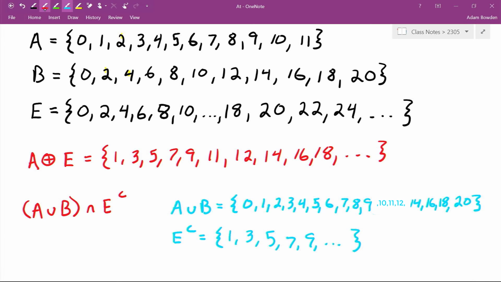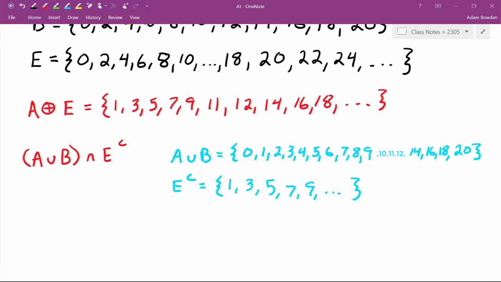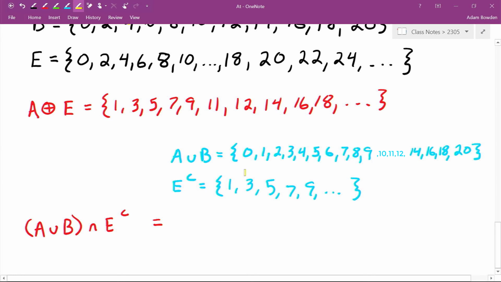Now let's do the operation over here of A union B intersect with E complement. We see A union B, and if we do the intersection with E complement, we'll just take the numbers they have in common. So we see 1, 3, 5, 7, 9. So those are the values of the intersection between these two sets. So this set would contain 1, 3, 5, 7, 9, and 11.